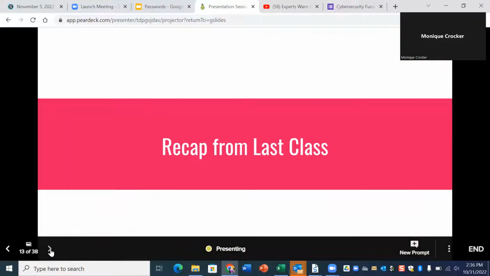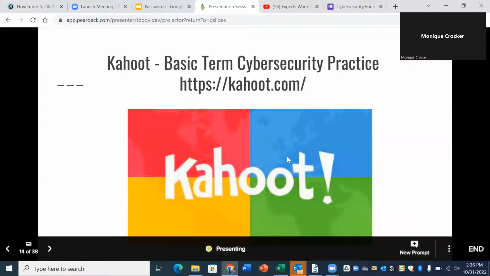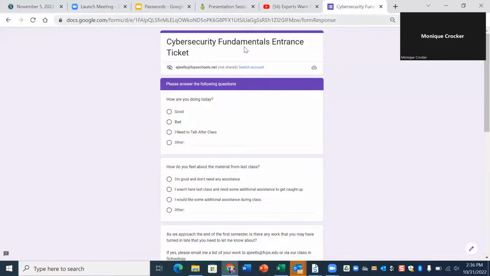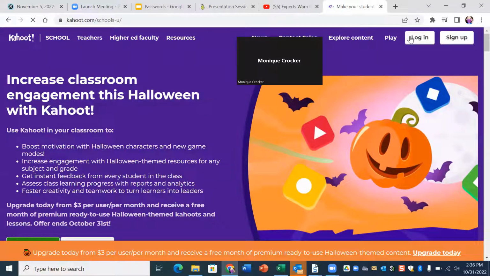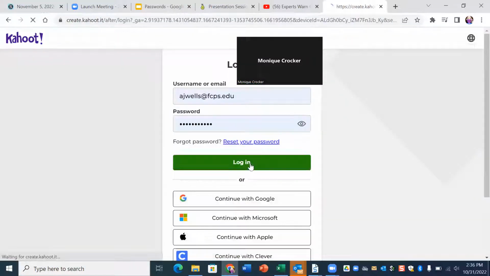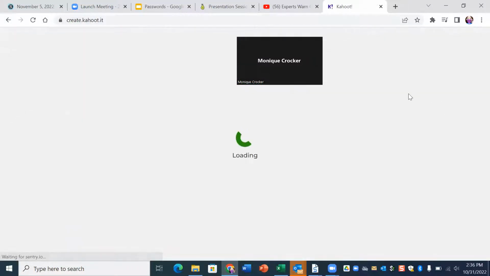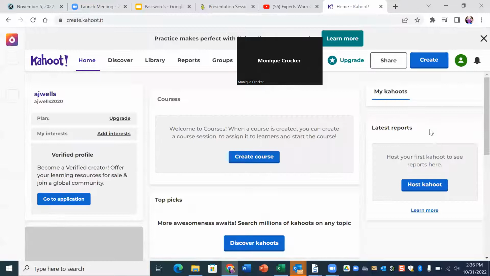Then we would have a recap. So just to let you know, before we move on today, we're going to have a recap from the last class. I would talk to them about a Kahoot, and this would be on basic cybersecurity practice. So what I would do is go to Kahoot, put it up here, and then log in. And then I would share the link with the students when it comes to cybersecurity basics.